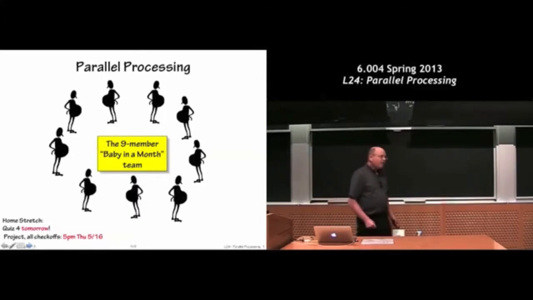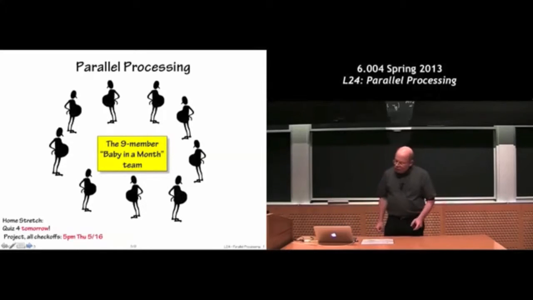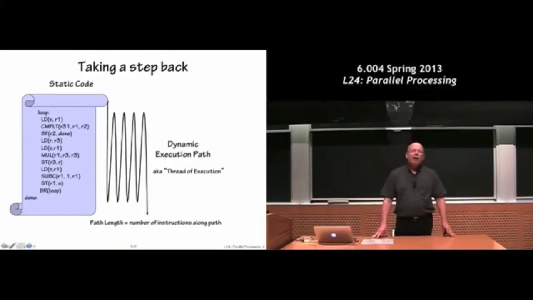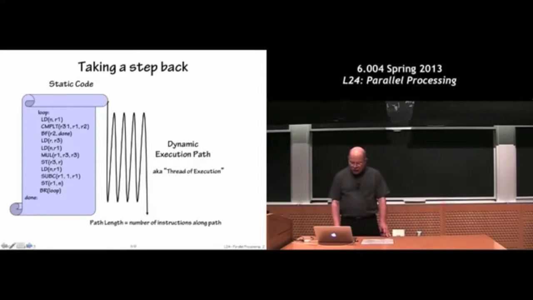So we're going to shift gears a little bit today. We've been spending some time thinking about how to make programs run faster. And the last couple lectures were all about pipelining the beta, where we're taking basically a single program. Here's a single program, and we're interested in running it as quickly as possible.